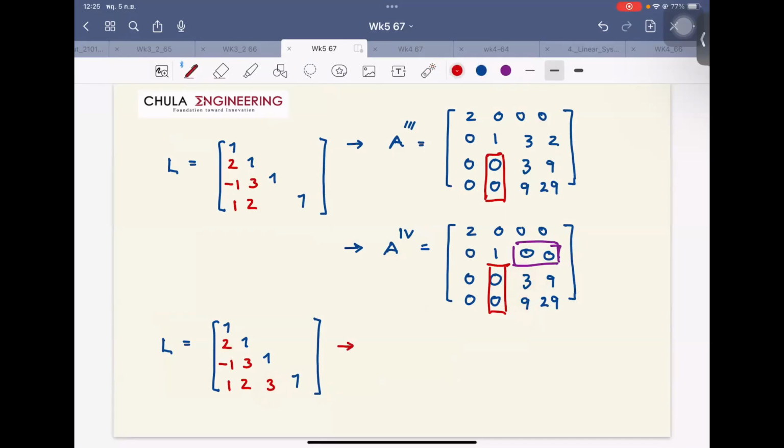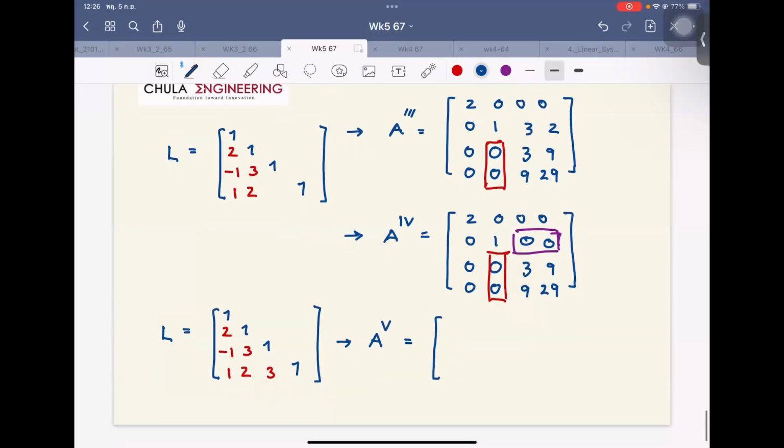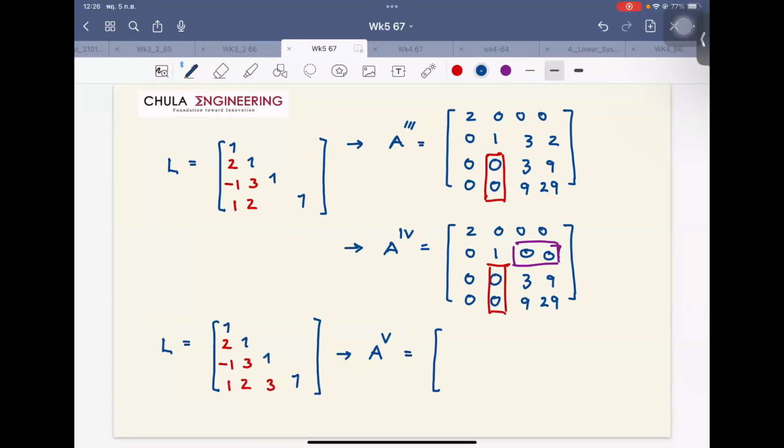And here, the previous row does not change up to the 3rd row. So we're going to modify the 4th row. 9 subtract by 3. Now our multiplier multiply to the pivot. It's going to be 0. This is what we want. And 29 subtract by 27. It's gonna be 2, right?